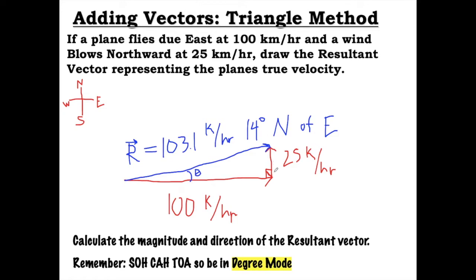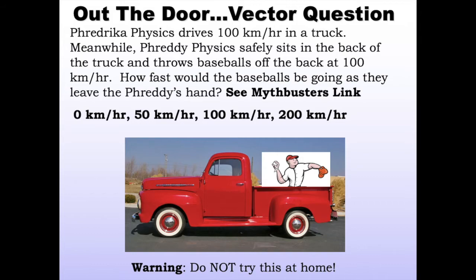All right, last but not least, the out-the-door vector question, and then I'll start with the warning at the bottom. Warning, do not try this at home. I actually have a link to a Mythbusters where they do this safely, but do not try this at home. It says, Frederica Physics, spelled with a PH, drives 100 kilometers per hour in a truck. So Frederica is in here. She's driving the truck, and they're going 100 kilometers per hour.